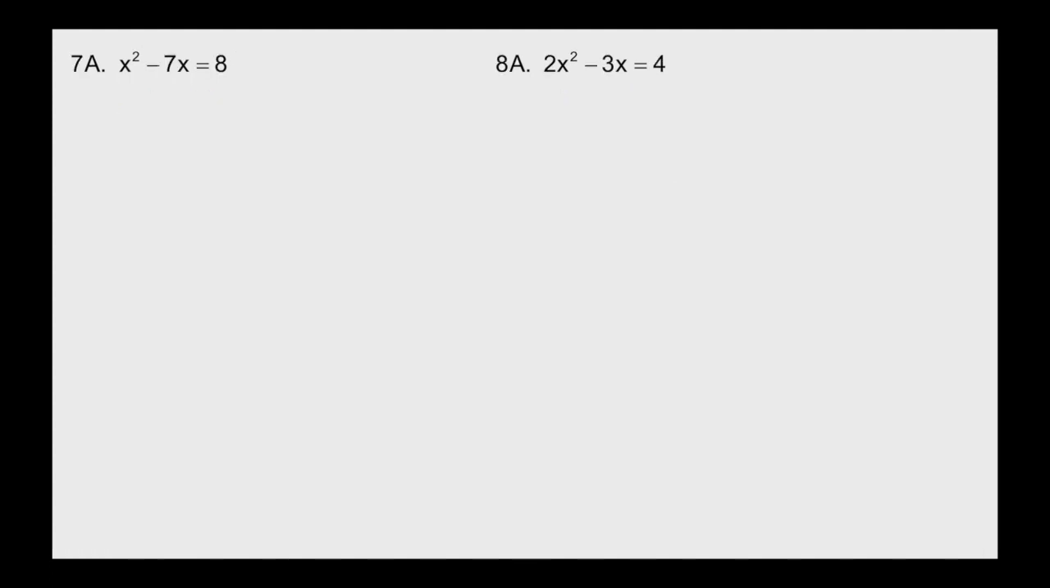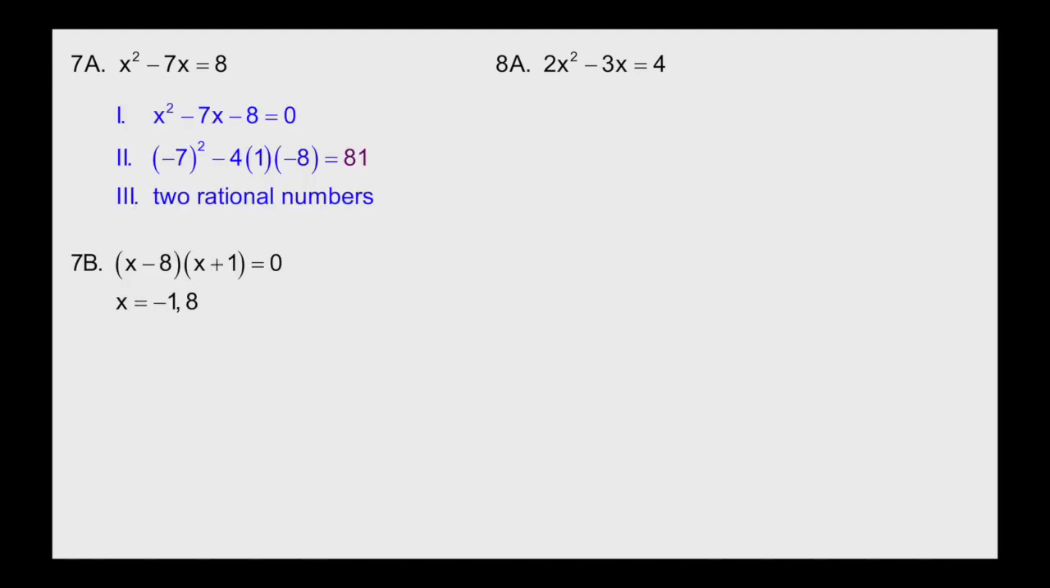For 7, I'm going to start by subtracting 8 over. From there, step 2 is b squared minus 4ac. Here I'm getting 81 for that. If I take the square root of 81, that is going to come out perfect, and that's why I end up with two rational solutions. Here I have factored that. Setting each factor equal to 0, my solutions become negative 1 and positive 8.